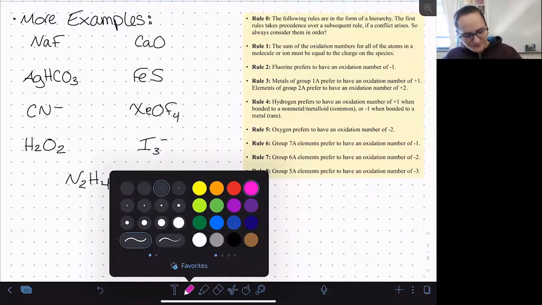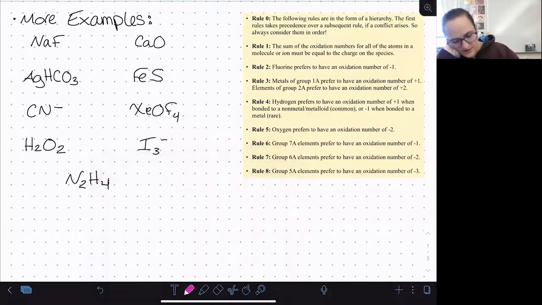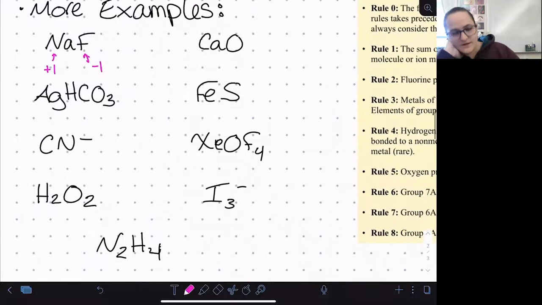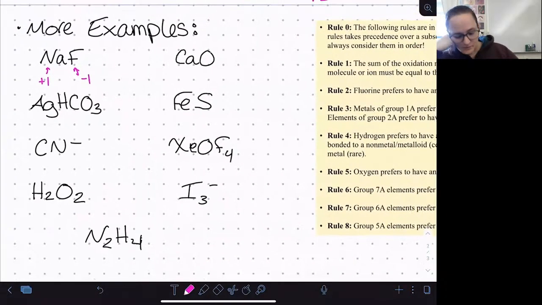Alrighty, so for this first one, fluorine has the highest preference, so its oxidation number gets to be its preference, which is -1. That means that sodium has no choice but to be +1 in order for our oxidation numbers to add up to 0. For the next one, calcium has the strongest preference. It is in rule 3, whereas oxygen is all the way down in rule 5. So calcium gets its preferred oxidation number of +2, which means that oxygen has to be -2 in order for our oxidation numbers to add up to 0.